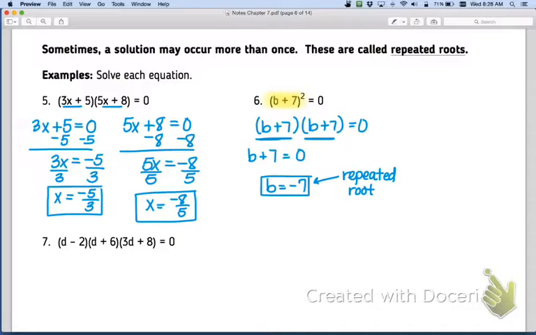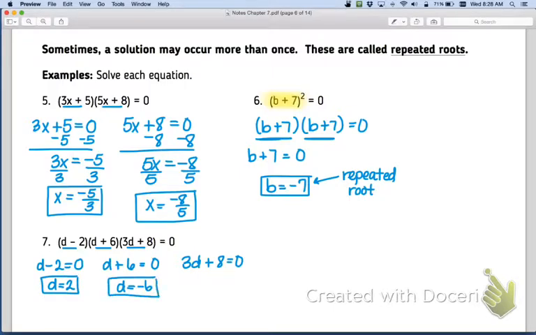The last one, number 7, looks like it's going to be hard, but since there's 3 factors, that just means that I have 3 possible solutions. So instead of 2 equations, I'm going to write 3. D minus 2 equals 0, D plus 6 equals 0, or 3D plus 8 equals 0. So we get D equals 2, one solution. D equals negative 6. There's our second solution. Over here we have to subtract 8, then divide by 3. So we get negative 8/3, and that is our third solution.